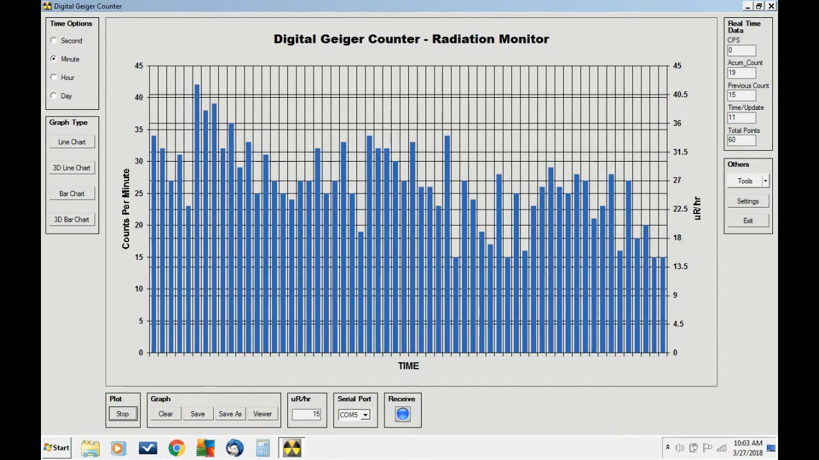Now, the next slide shows that the graph has changed. It goes all the way from 0 to 45 counts per minute. And the highest reading was about 40.5 counts per minute. And the lowest was about 15 counts per minute. And so there is definitely an increase of radiation coming from the dirty air filter.